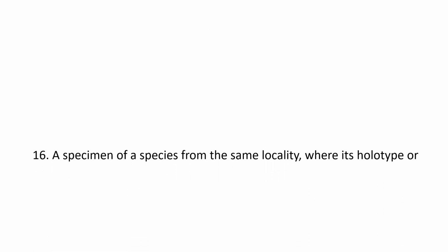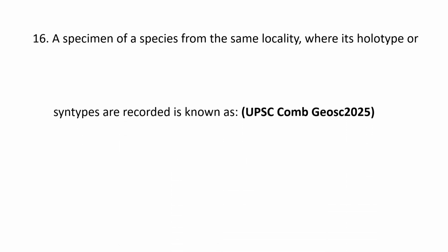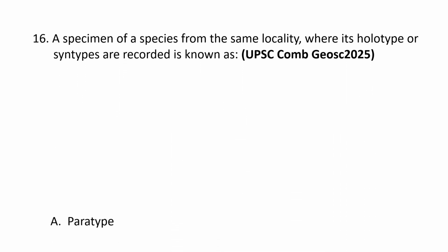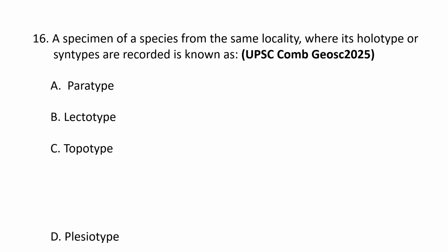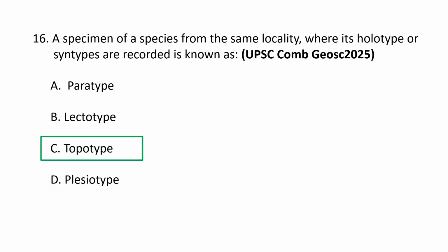Next question. A specimen of a species from the same locality where its holotype or syntypes are recorded is known as A. Paratype, B. Lectotype, C. Topotype, and D. Plesiotype. So the correct option is C. Topotype. A specimen of a species collected from the same locality where its holotype or syntypes are recorded is known as a topotype. C is the correct option.